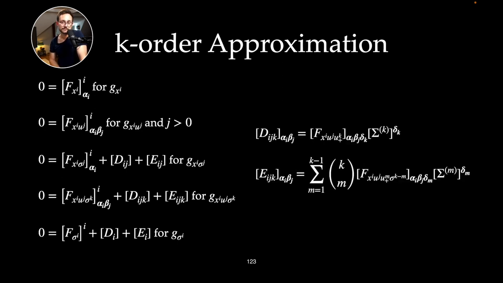Now there is a general formula for this D and E matrix. So this is a multinomial coefficient, and basically you have to evaluate that, but you can compute those directly. Okay, so there is no need to do conditional stuff.